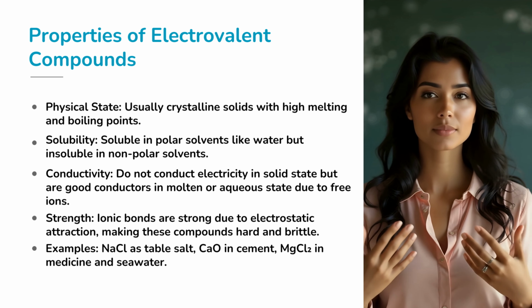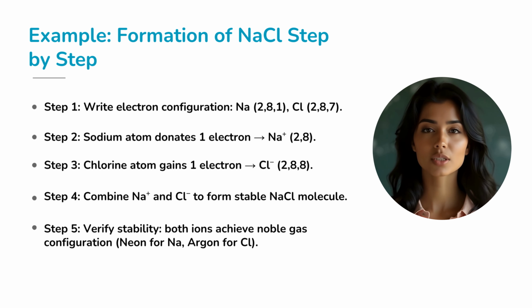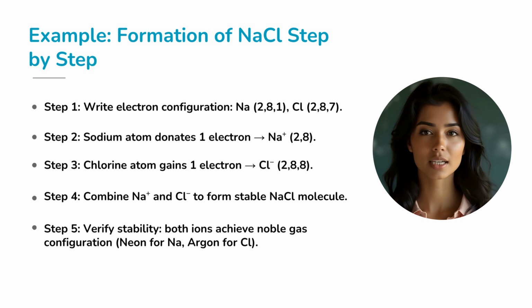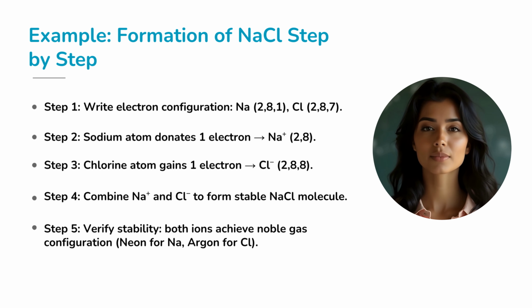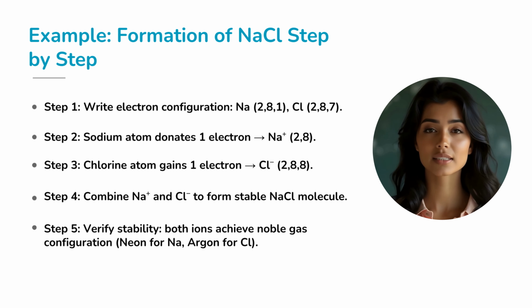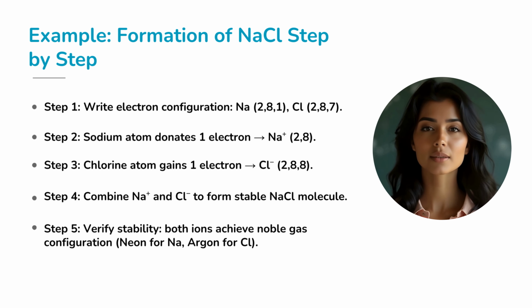Let's quickly work through the bonding process in sodium chloride step by step. Step 1. Write the configurations. Sodium is 2,8,1. Chlorine is 2,8,7. Step 2. Sodium donates 1 electron, becoming Na+ with configuration 2,8.